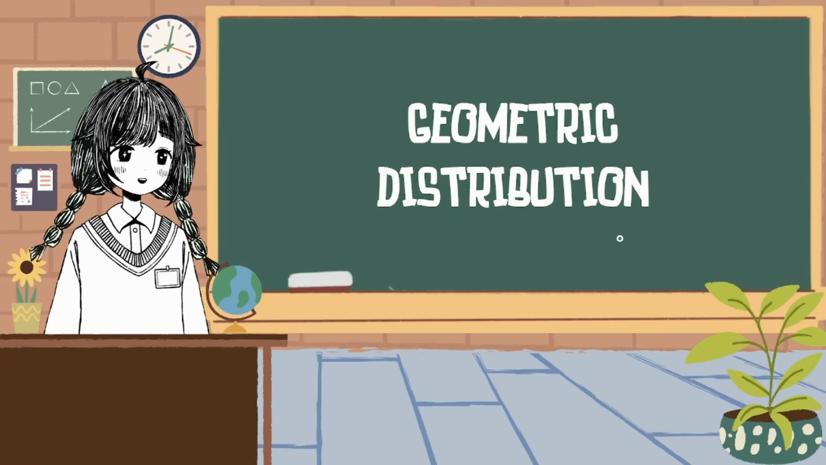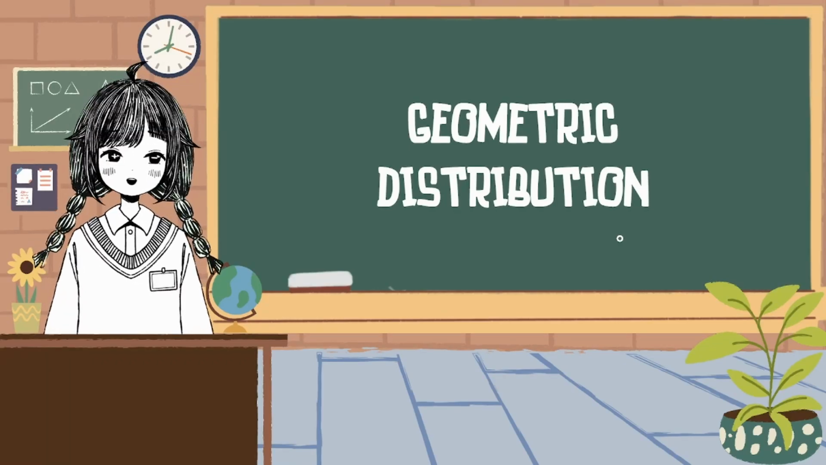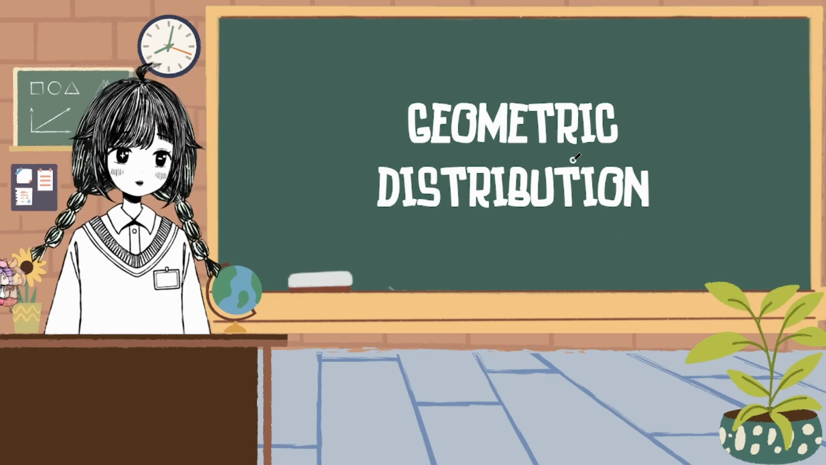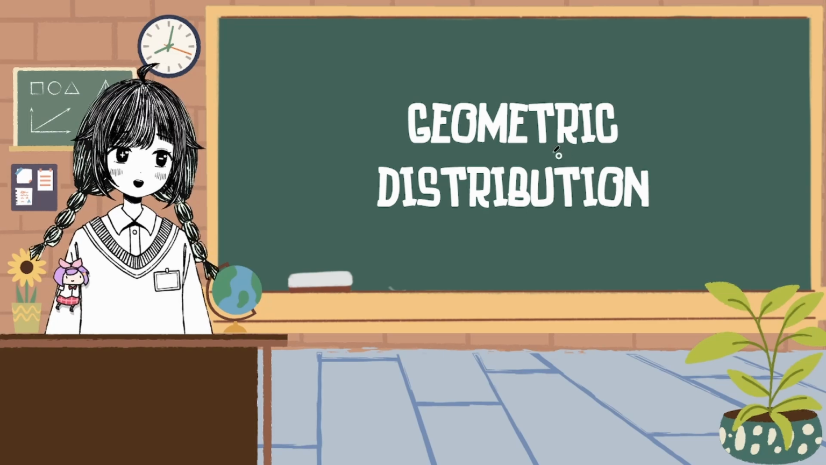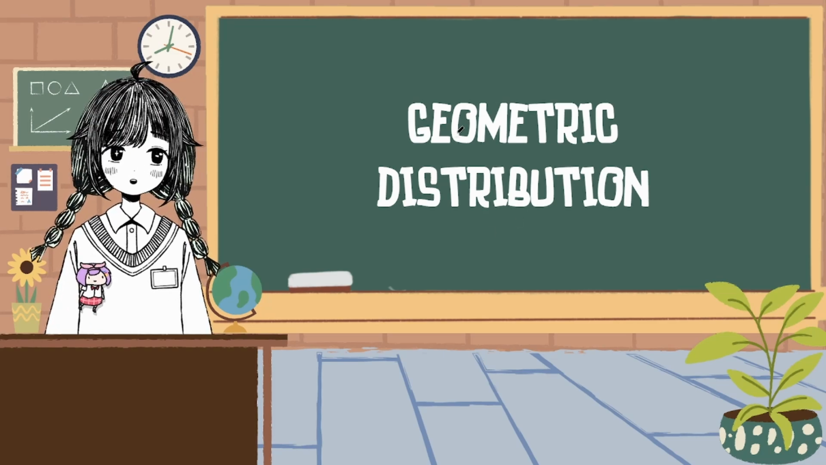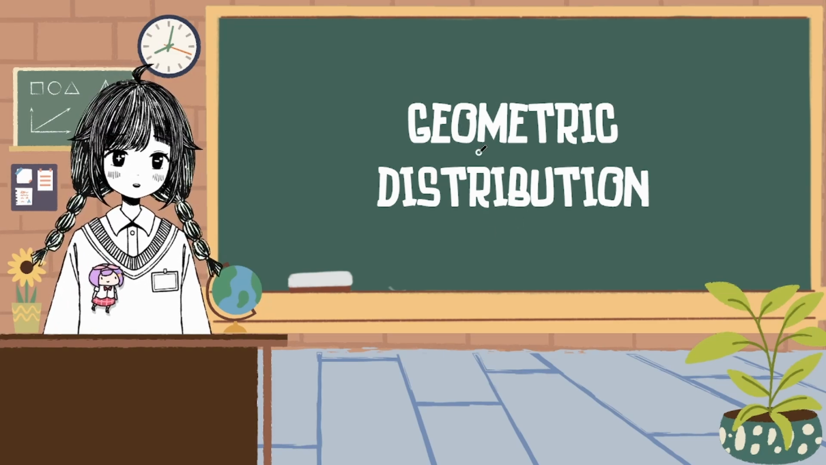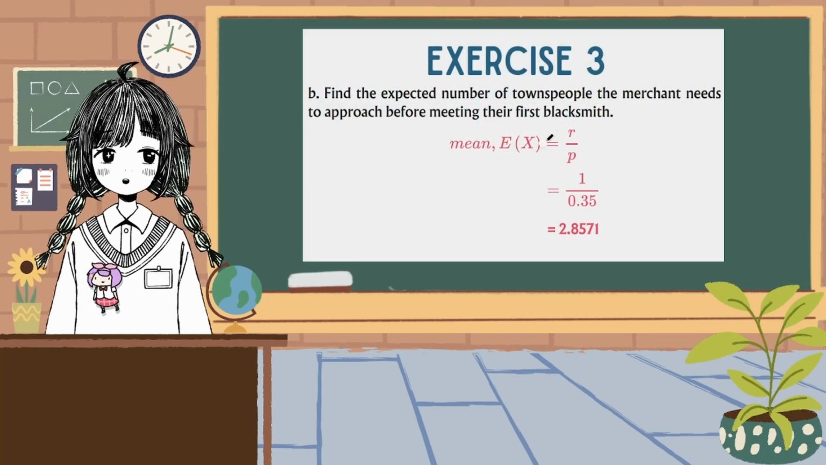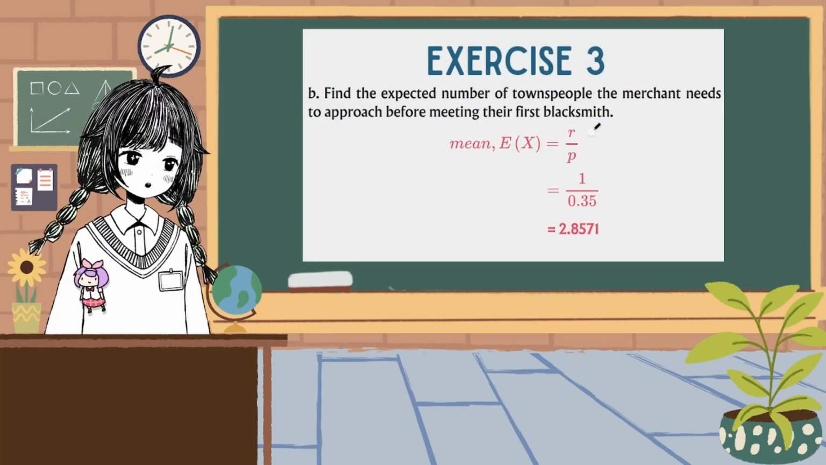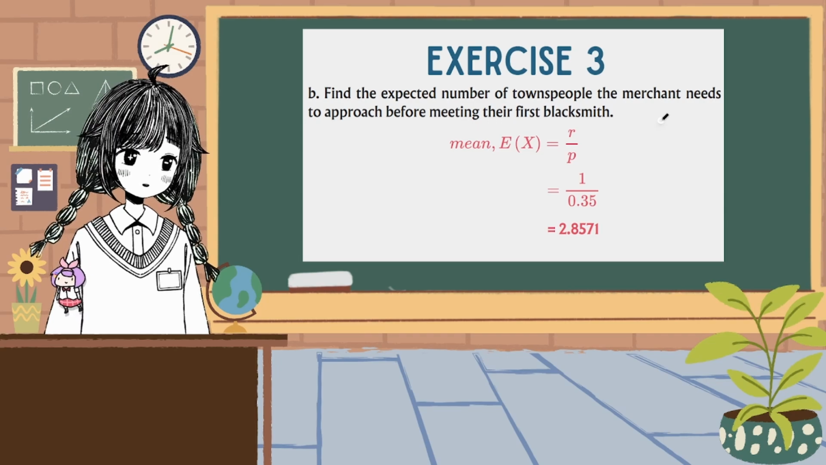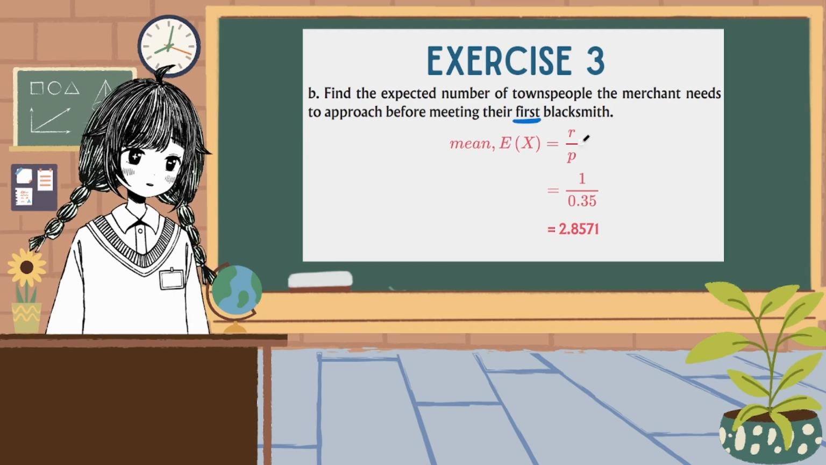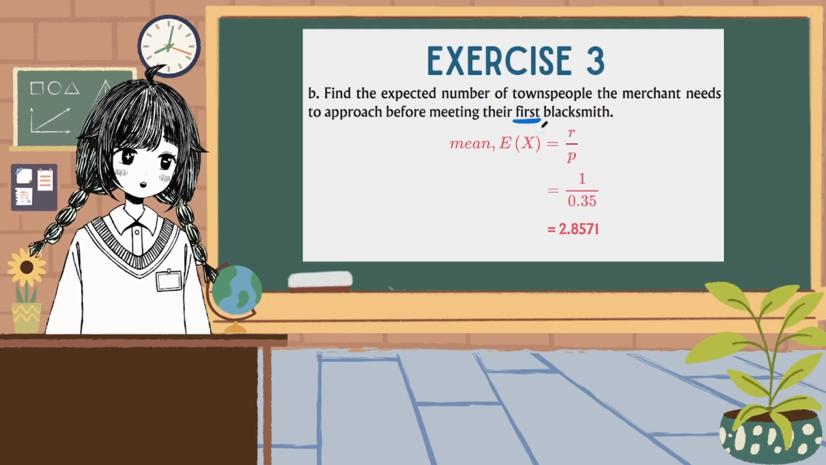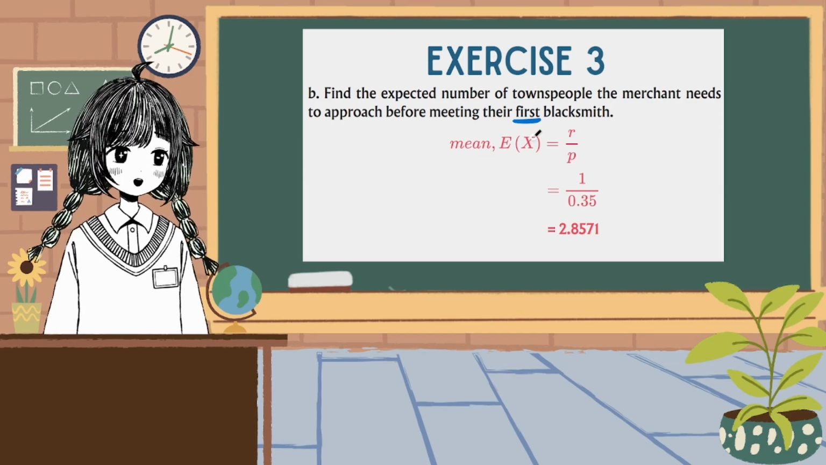Hello everyone. Today we're going to talk about the geometric distribution. Now, before you think this is something completely new, we've actually already used it in our previous lesson on the negative binomial distribution. So, remember when we solved the problem about finding the expected number of townspeople to approach before meeting the first blacksmith? So that was the geometric distribution. We just didn't call it that at the time.